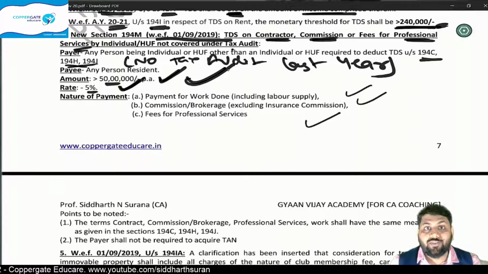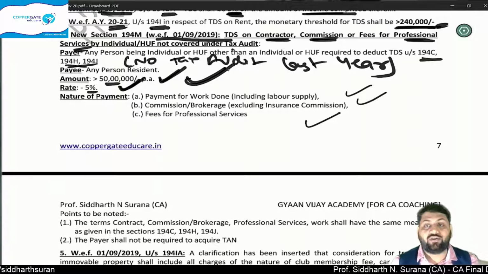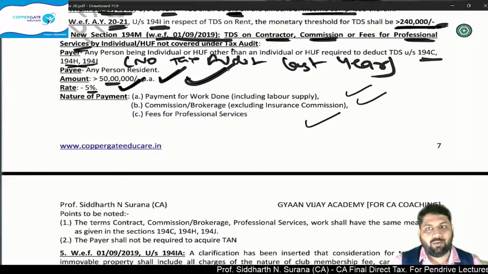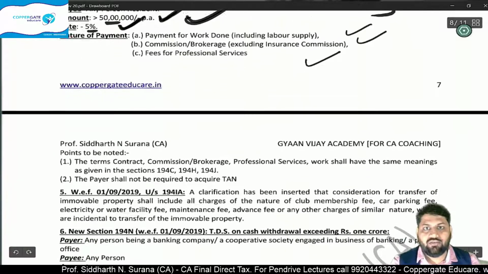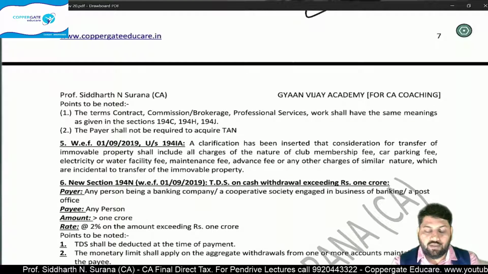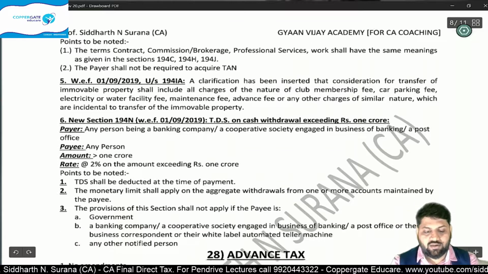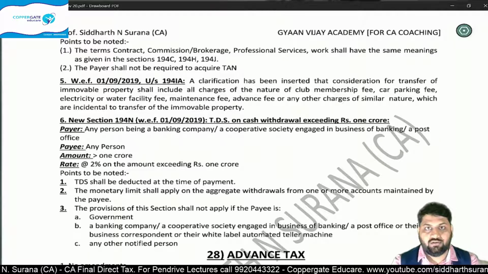And listen, this will cover personal payments also. So if you are making a personal payment of more than rupees 50 lakh, then although personal payments do not attract TDS under 194C and 194J, this section will apply on you and TDS will be deductible on personal payments as well. Are we clear? All of us? A very, very important section that has been introduced.